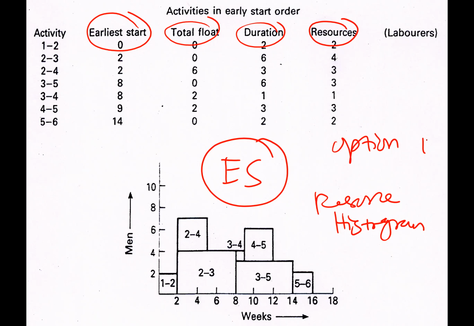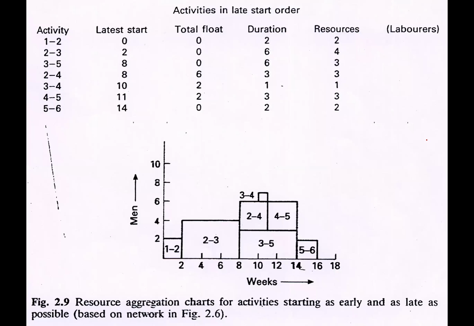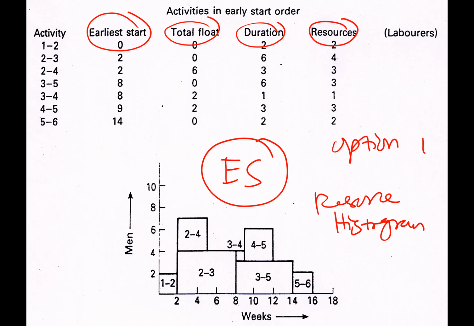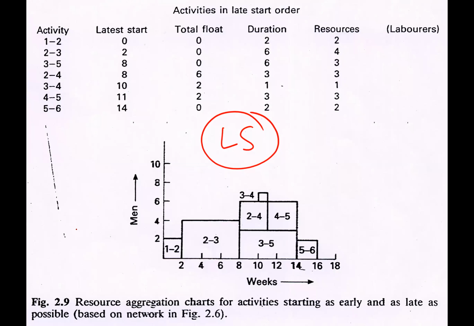And then you do the same exercise. You plot the resource histogram based on late start date. You notice the graph looks like this. Which one is better, based on early start or late start? For sure, this one is much worse. This one is better. But you notice there is one activity, 3-4, which is protruding from the peak there.